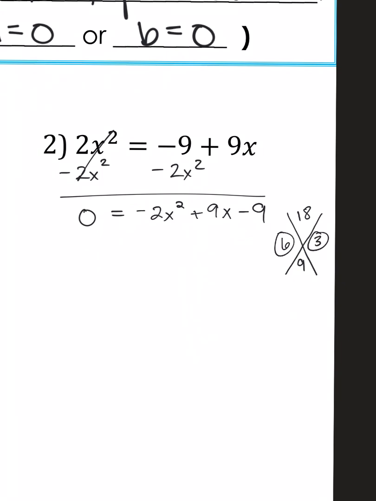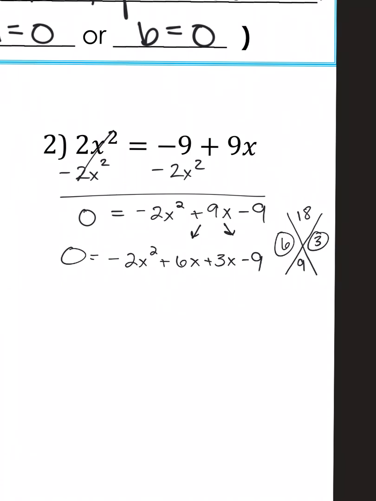So from here, you can either use the factor by grouping method or the box method, whichever one you like better. I'm going to show the grouping method. So I'm splitting this middle term. So I'll have my negative 2x squared at the front, plus 6x plus 3x minus 9. And this is still equal to 0.